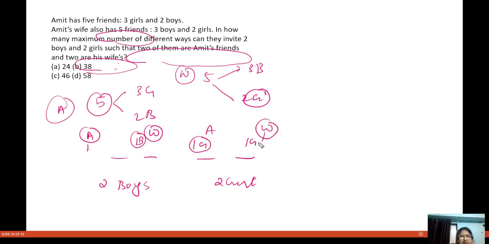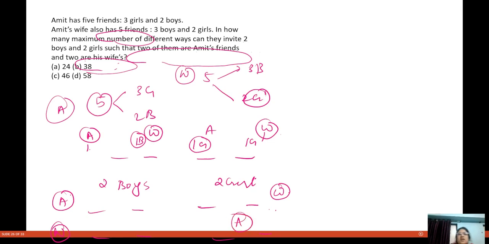Either we do this condition or we do that. Both the boys we invite from Amit, so then both the girls will be invited from Amit's wife only. Okay, next condition is what? Both the boys we invite from the wife, and then both the girls will have to be invited from Amit's friends only.